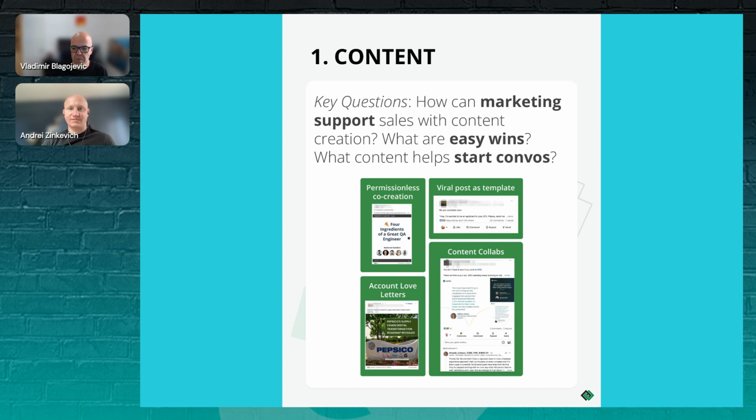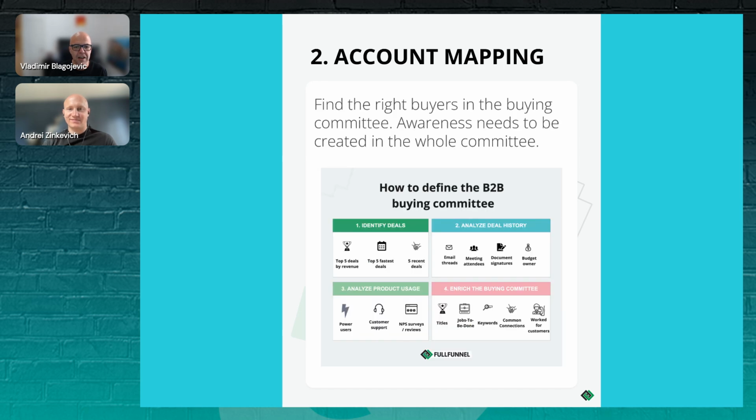And I think we could now dive in, and I would like to ask you, because you have really good experiences with account mapping, to explain this step or this element. Yeah, absolutely. So the second step, which is by default a sales function, is account mapping, which means that sales are supposed to do multi-threading and engaging with the entire buying committee.